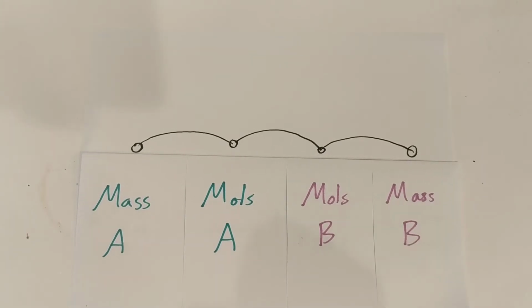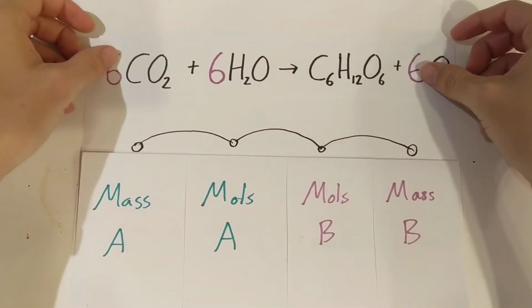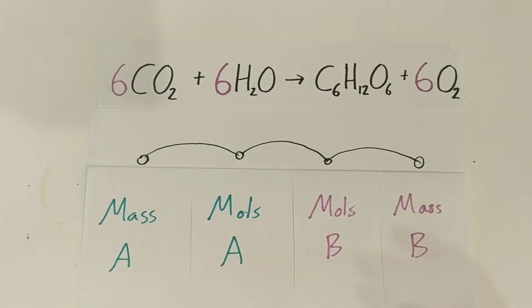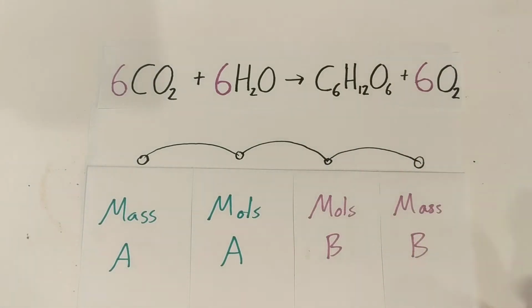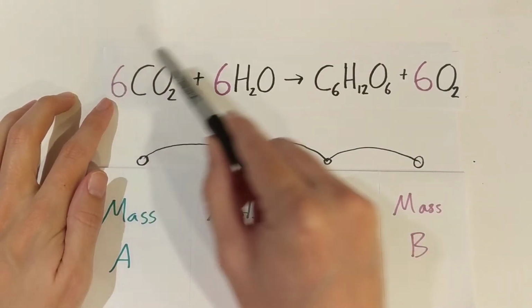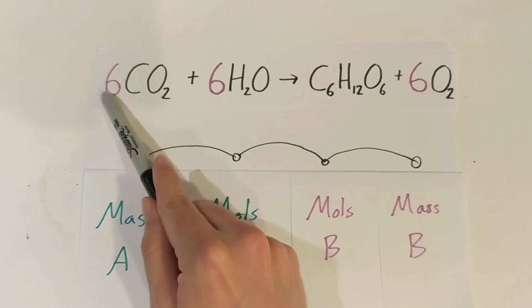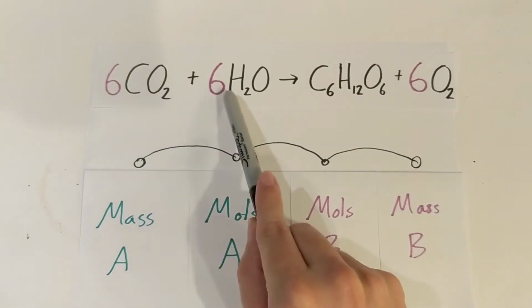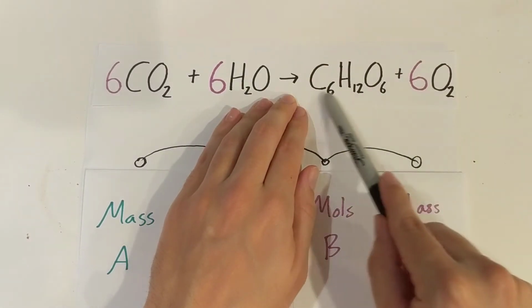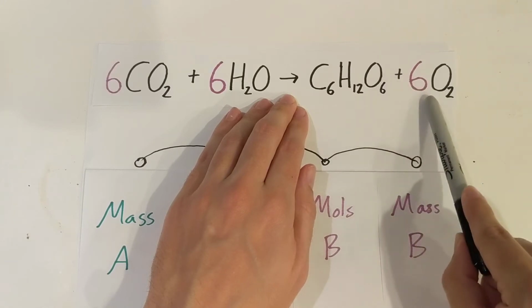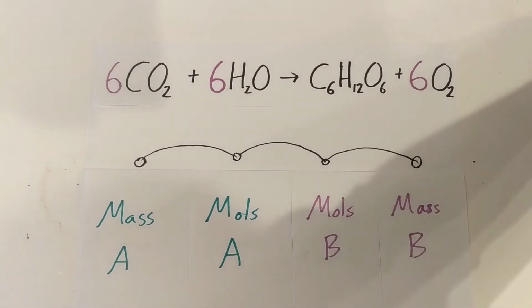So we're going to take a look at a few examples, all using the same chemical equation here. I already gave you guys a balanced chemical equation, but I may give you a question where you have to figure out your coefficients on your own. But this time, it's already balanced. So we got 6 carbon dioxide plus 6 water react to produce 1 glucose and 6 oxygen.